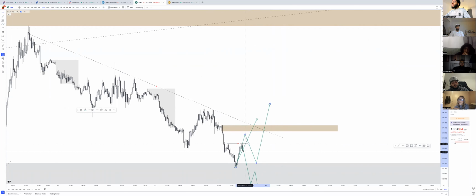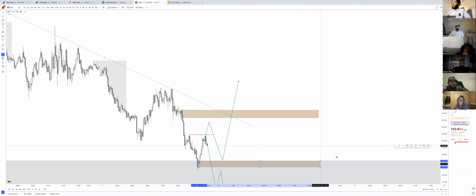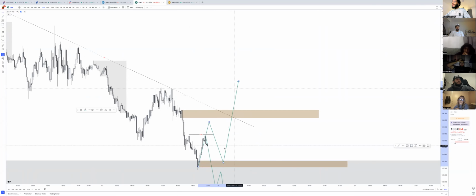Now, if we do get the change of character, so let's say price moves like this green arrow right here, I don't mind taking a buy off of this area here. Okay, buying off of this, risking 1% or maybe less, 0.5, and going for a buy into this area here, basically breaking the trend line.